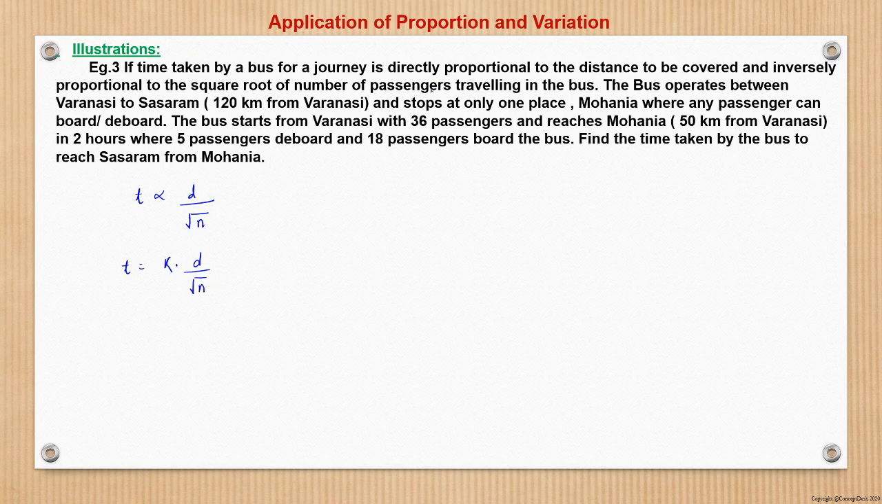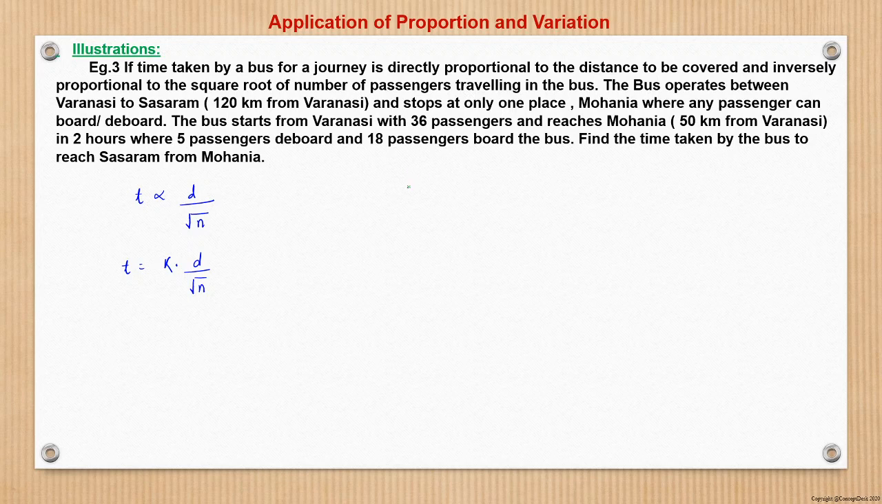Now the bus operates between Varanasi and Sasaram, which is 120 km from Varanasi, and stops at only one place, Mohania, where any passenger can board or deboard. The bus starts from Varanasi with 36 passengers and reaches Mohania, which is 50 km from Varanasi, in 2 hours, where 5 passengers deboard and 18 passengers board the bus. Find the time taken by the bus to reach Sasaram from Mohania.